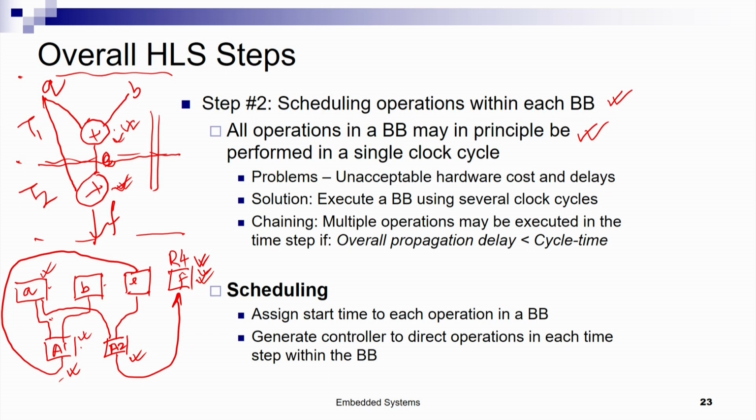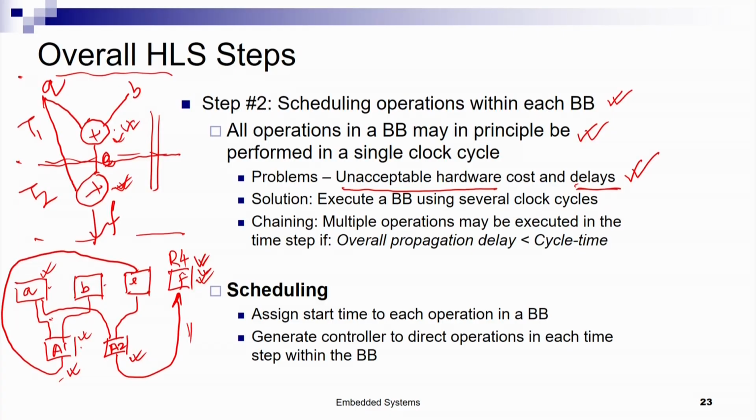However, if we have a sufficient amount of resources, we have no problem in implementing this whole thing in the same clock step. Okay. So, therefore, we can do all operations ideally in a basic block within the same clock step, but the problems are unacceptable hardware cost and delays. Unacceptable hardware cost means we saw that we need a lot of hardware to implement it in the same clock step, and delays, we saw that we need more delays. We have to wait for a sufficiently long time for all the delays of the resources to be taken care of.